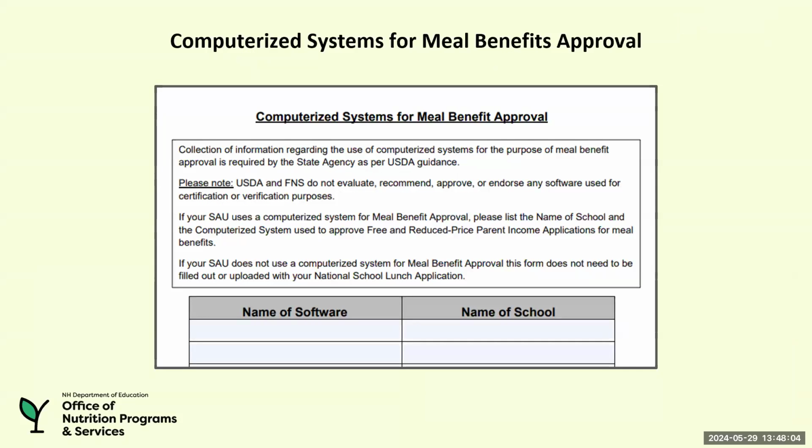The computerized systems for meal benefits approval is required if your SFA uses a computerized system for meal benefit approval. Please list the name of the school and the computerized system used to approve free or reduced price parent income applications for meal benefits. If your SAU does not use a computerized system for meal benefit approval, this form does not have to be filled out or uploaded with your National School Lunch Program application.